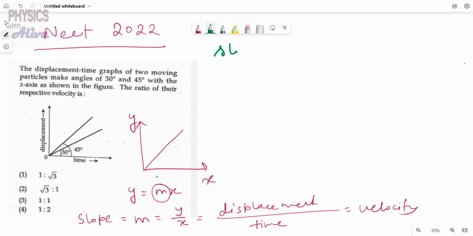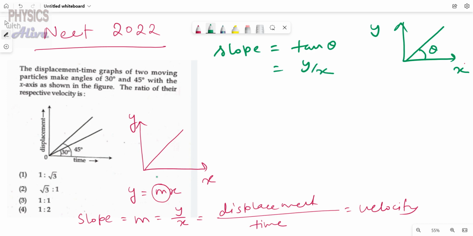We should remember that slope means tan theta, where theta is the angle formed by the straight line with the positive x-axis. Okay? We should remember this. This is equal to y by x. So from the first graph, suppose this is graph number 1 and this is graph number 2. Okay, I think I am writing it opposite. First one is given as 30. So this is graph number 1 and this is graph number 2.